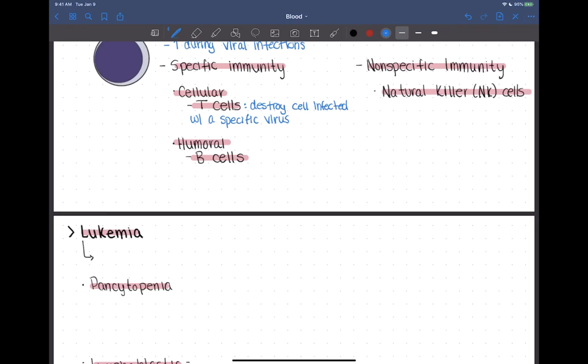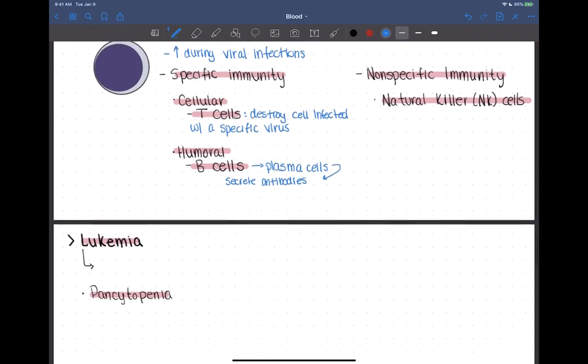So B cells are a type of lymphocyte that, when activated, grow into these giant plasma cells. All right, and then those plasma cells will secrete antibodies. And so remember, again, this is specific. So those antibodies will be very specific for some sort of pathogen or virus or something like that. And we talked about how the antibodies work at agglutinating and clumping things. Okay, so they'd be made by the B cells.